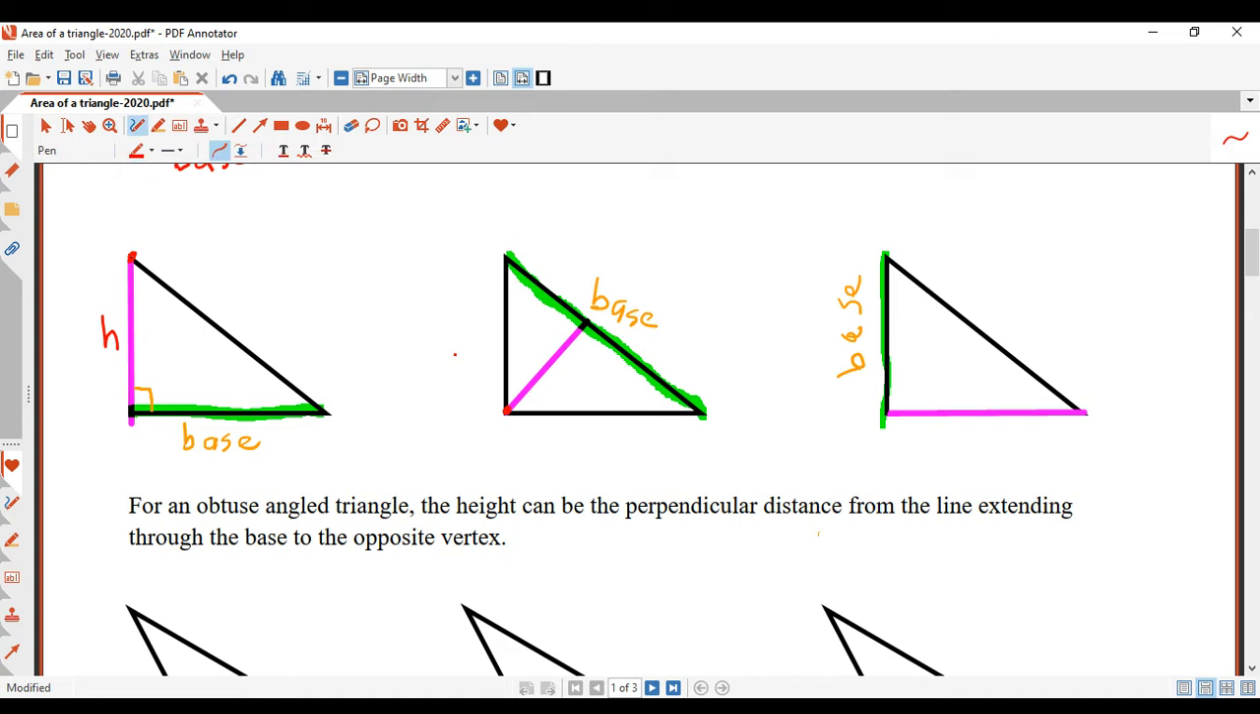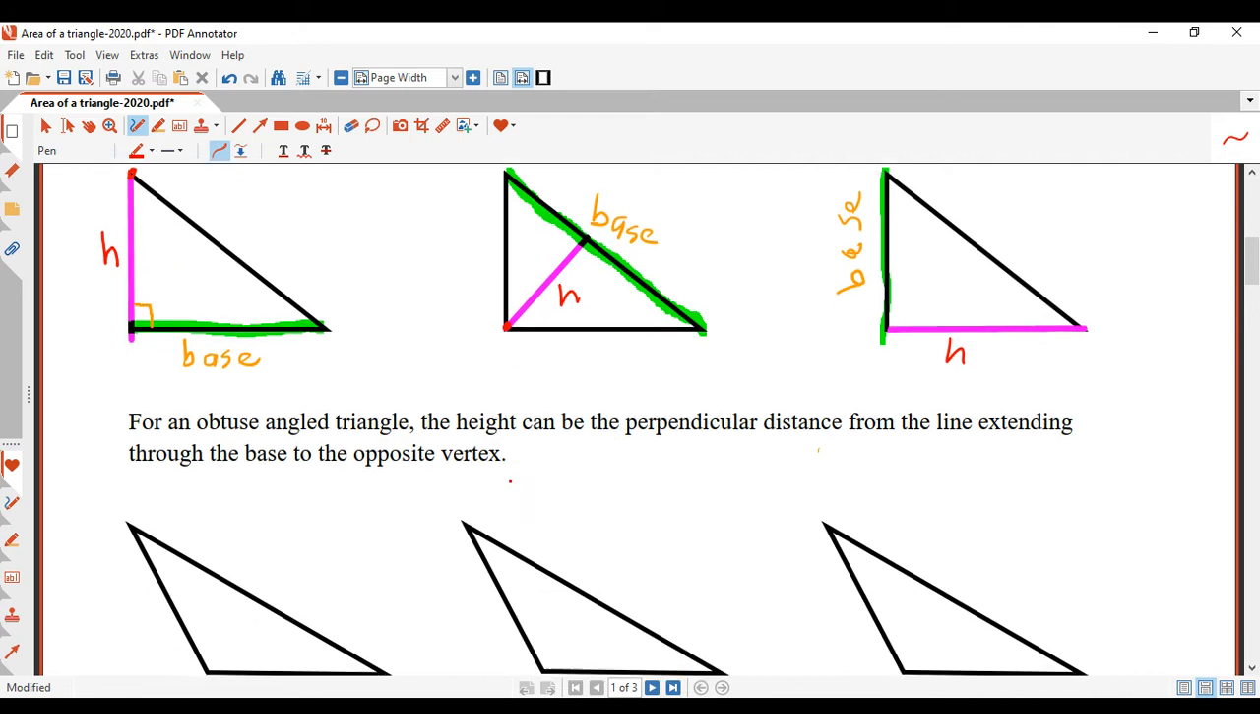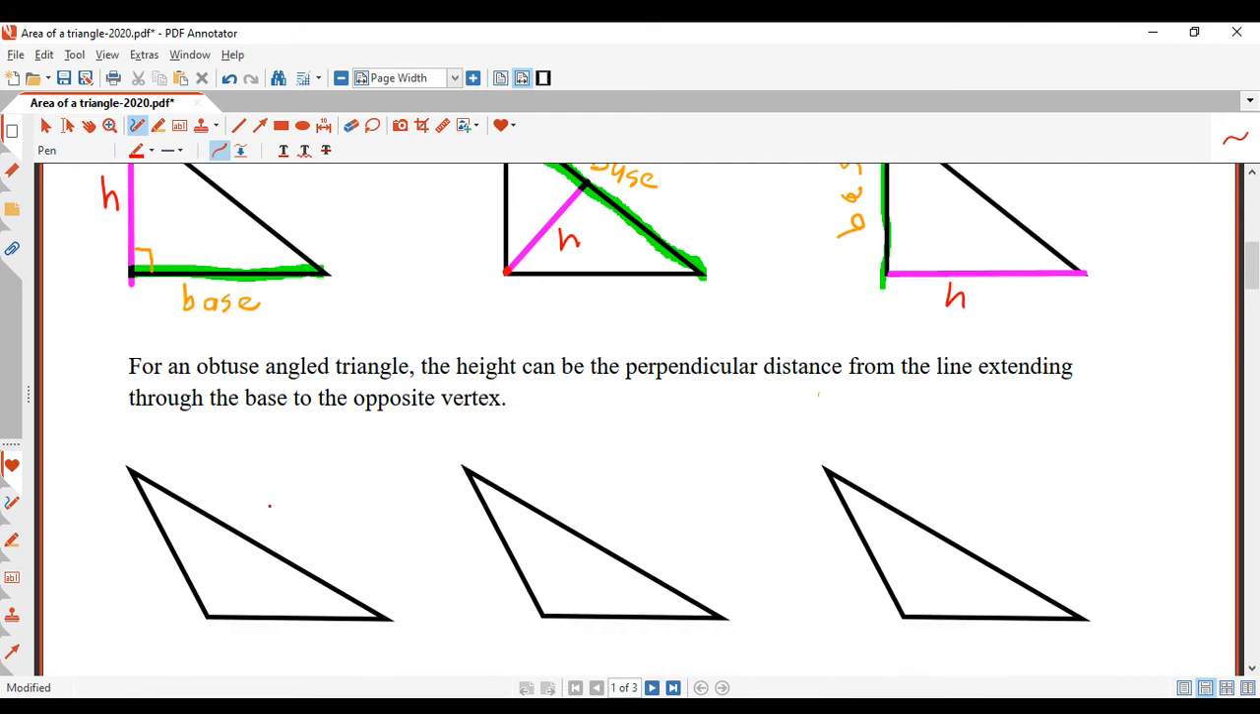So let's just make sure you've got the height written in there. So you should have the letter H written for the height. So height there and height there. Now, what about an obtuse angle triangle? So here we've got 3 different obtuse angle triangles.